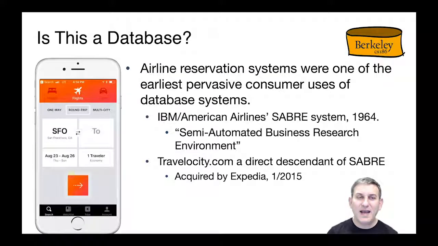Here's a picture of the Kayak app. Is this a database? Well, interestingly, airline reservation systems were actually one of the earliest pervasive consumer uses of database systems. The first online airline reservation system was called Sabre. It was co-designed by IBM and American Airlines back in 1964. And before I started teaching this lecture, I wasn't aware of what Sabre stood for. I Googled it. It stands for Semi-Automated Business Research Environment. Very ambitious name for a R&D project in computing back in the 1960s.